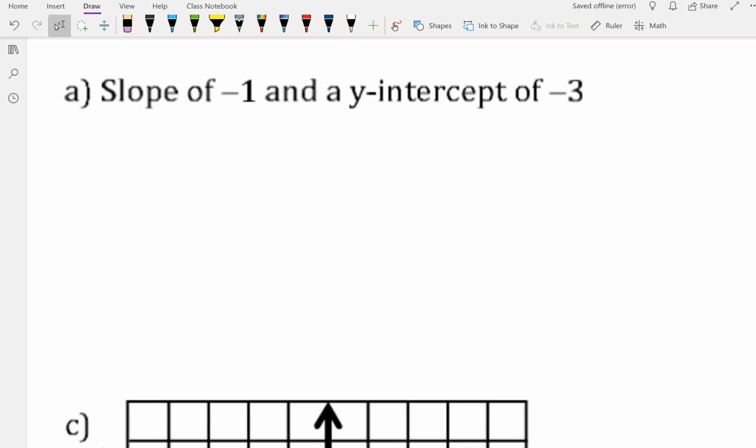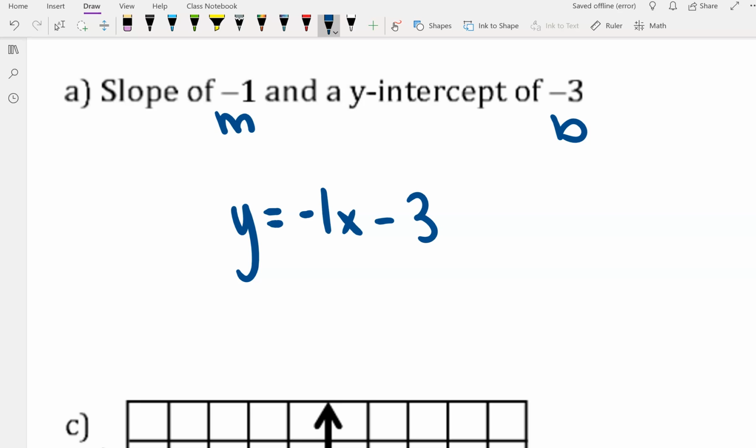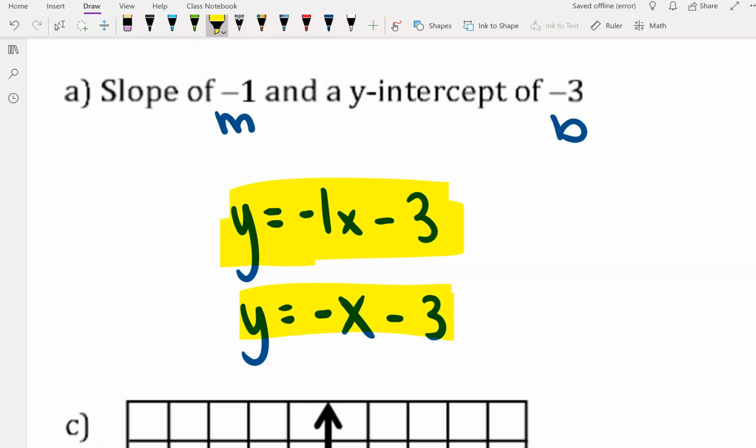All right, so we're going to go over A. It says the slope is -1, so that's the m, and the y-intercept is -3, so that's the b. So when I write it in y equals mx plus b, it's going to be -1x plus -3. So that's the same as -3. Remember, you don't necessarily need the -1. You can just put -x minus 3. So either one of those would be good, acceptable answers.